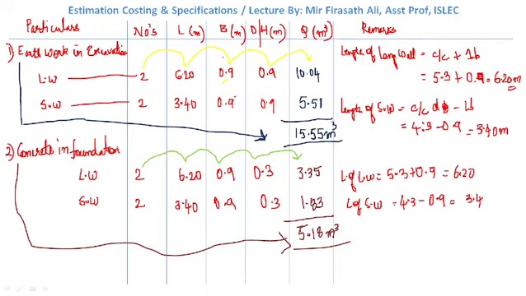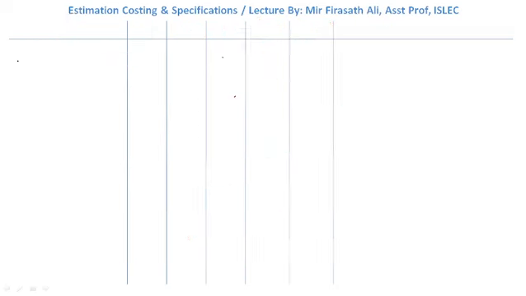Now what we need to do? We need to find out the brickwork in foundation and the plinth. So our third particular, again fill out over here. This is the table: numbers, length, breadth, height or depth, quantity, and remarks.